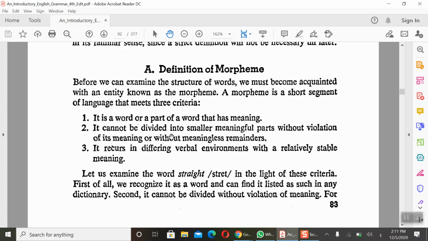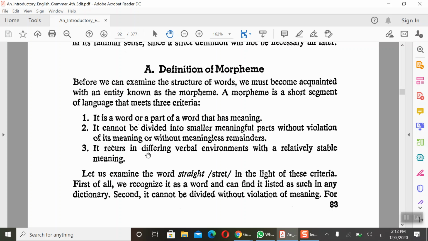Number 2, it cannot be divided into smaller meaningful parts. Here it refers to the morpheme. We can't divide it into smaller meaningful parts, without violation of its meaning, or without meaningless remainders. In other words, if we have a word, whether small or long, and we want to divide it, we will have what?